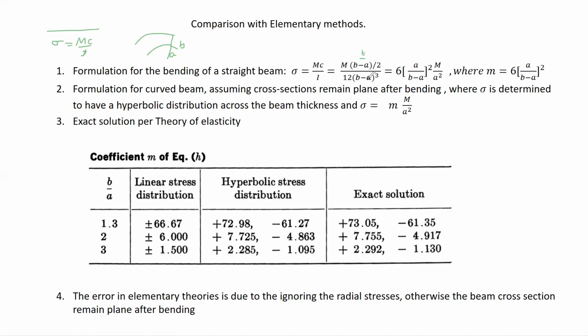And moment of inertia would be given by 1/12 thickness cubed. Simplifying that, you end up with this expression, where I can consider this constant, 6a over (b minus a) squared, as the parameter n. So in straight beam theory, my equation simply becomes n times bending moment over a squared of the inner radius.